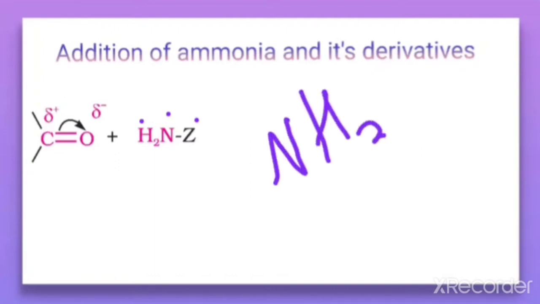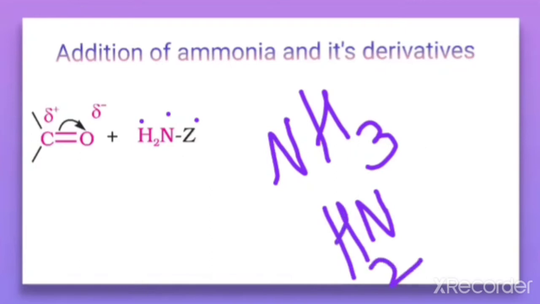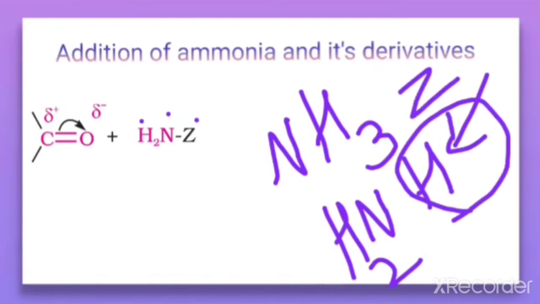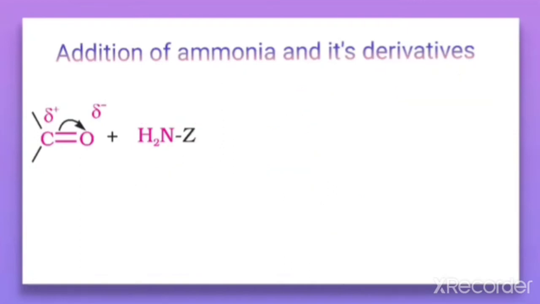How do we come to this formula? As you already know, the formula for ammonia is NH3. From this I can write N, that is NH2, and one H is there. In the place of H, we generally represent this as Z. So depending upon the group which is placed at the place of Z, we can write the derivative of ammonia in this way, that is H2NZ. What the Z will be, we will discuss in this video session itself.